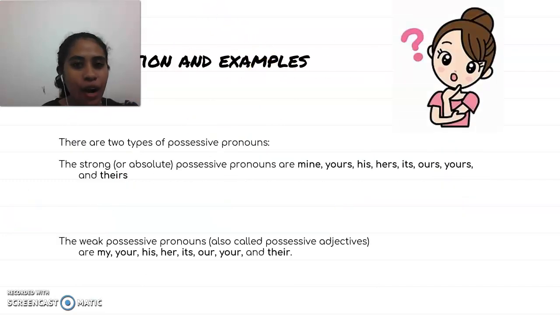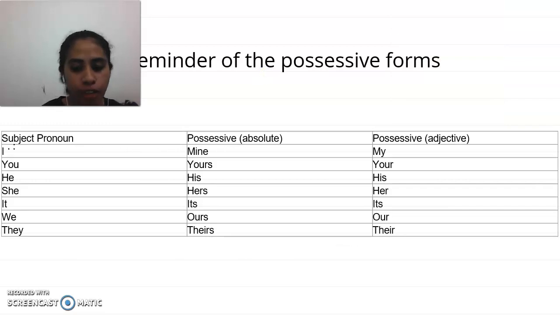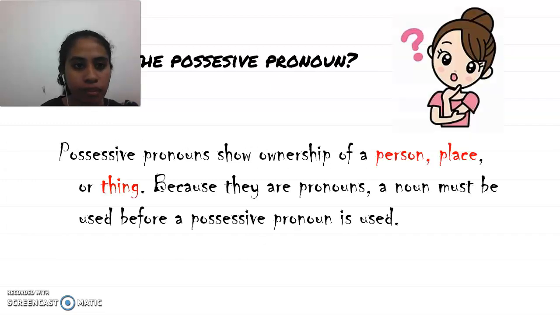So guys, what are possessive pronouns? Possessive pronouns show ownership of a person, place, or thing. Because they are pronouns, a noun must be used before a possessive pronoun is used.